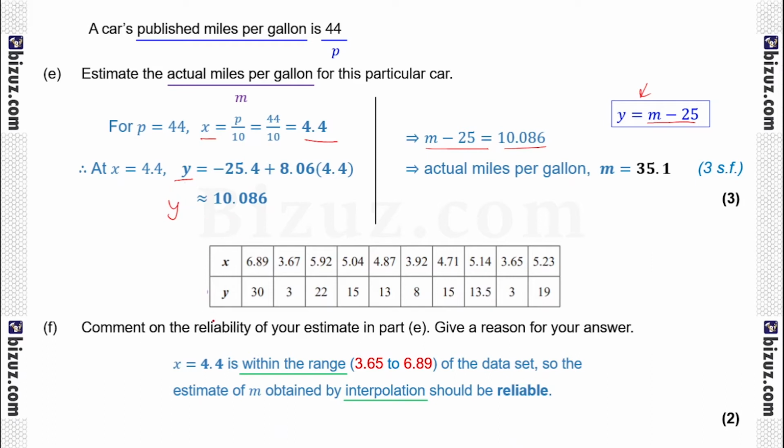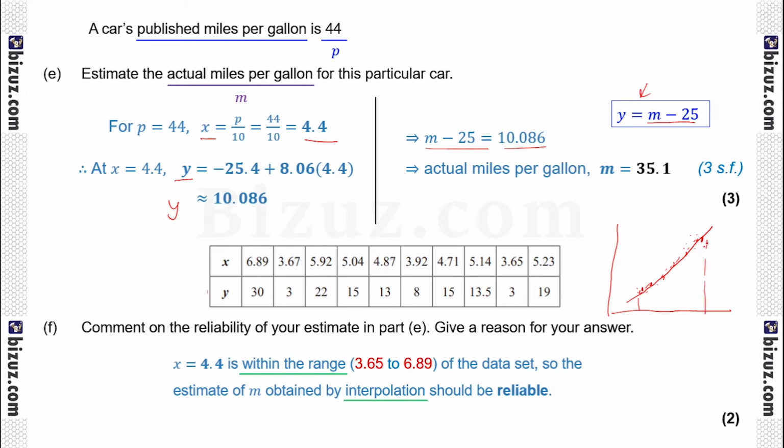Now, when is an estimate reliable? When you have, suppose, a set of data, like this, a bunch of points, and I should draw them a bit darker here. So you can basically find a line of best fit, as we have found here. But suppose our points begin here and end about here.